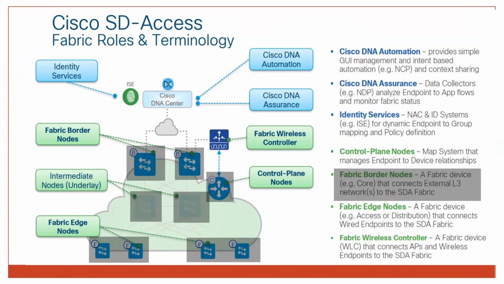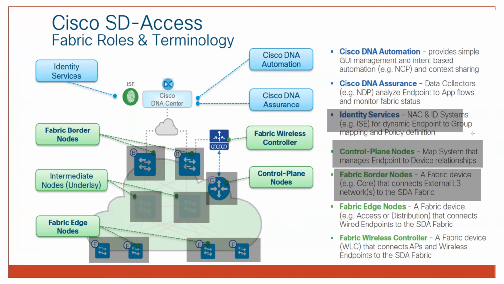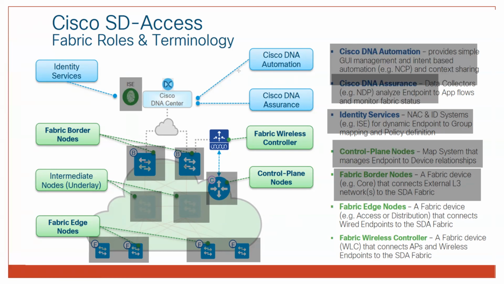Then you have the control plane where you will define LISP services. So you can see the map system, MS, MR, where you will define the LISP configuration. Then you have identity services, which is your ISE. Where is the ISE? You will see the ISE. This is working as a policy plane. Then you have the DNA. DNA can work as an automation engine, as an assurance engine, as a management plane. So it will work like that.